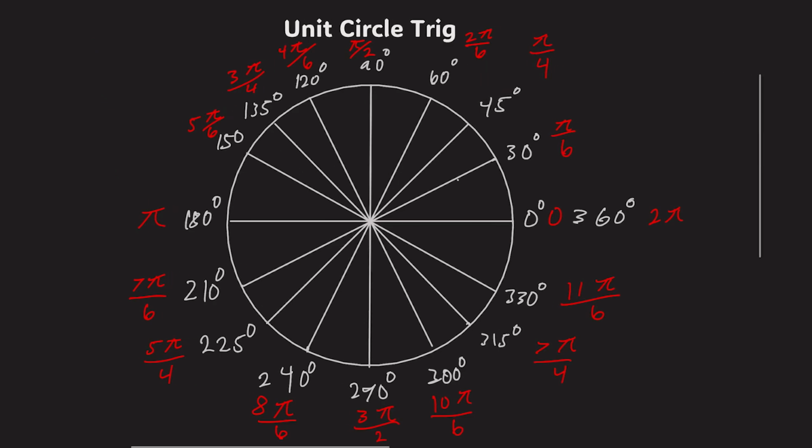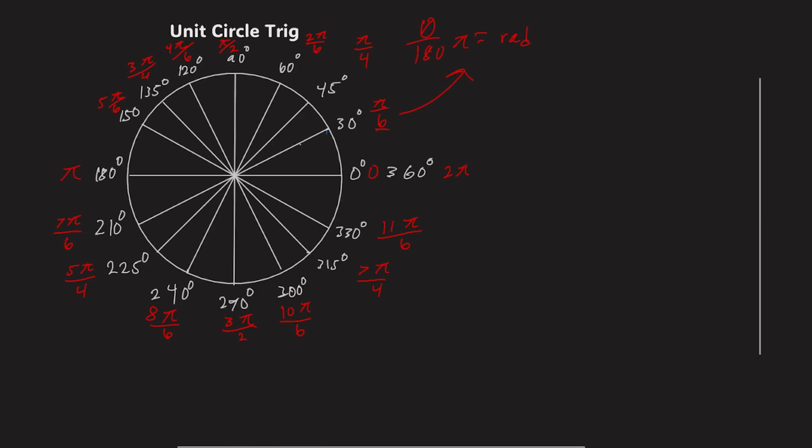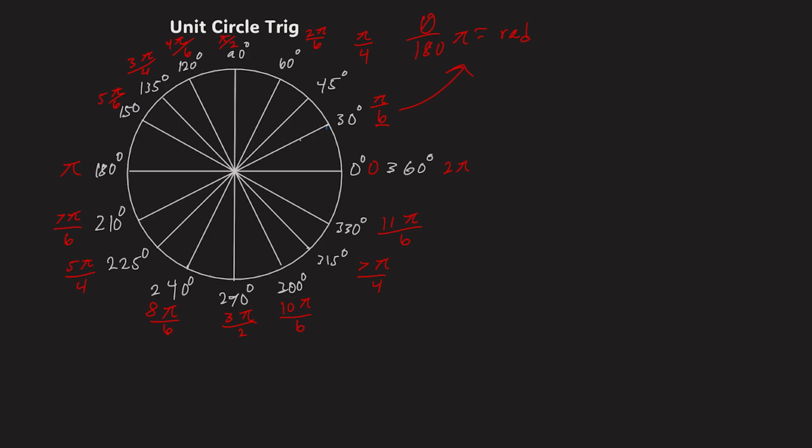Okay, now here you can see all of the radian values placed in on my unit circle, okay? So I'm going to rewrite the formula here in case anyone needs it again, which is going to be your angle measure divided by 180 times pi equals your radians. And you can feel free to check each one individually to make sure that it does indeed obey this equation, okay?